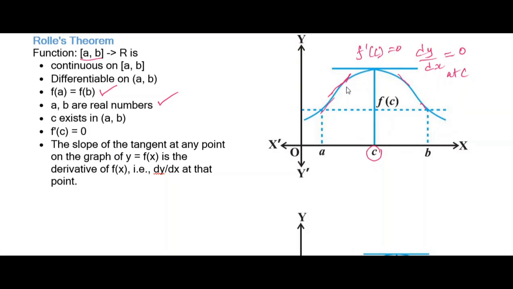So, the Rolle's theorem clearly explains there is a slope of the tangent at any point of the graph of y is equal to f of x, and that is the derivative of f of x. What do you mean by derivative of f of x? That is equal to dy by dx, and it can also be represented as f dash x. So this is what is explained, and this particular C, when it is horizontal, means it is constant. So f dash C is equal to 0.